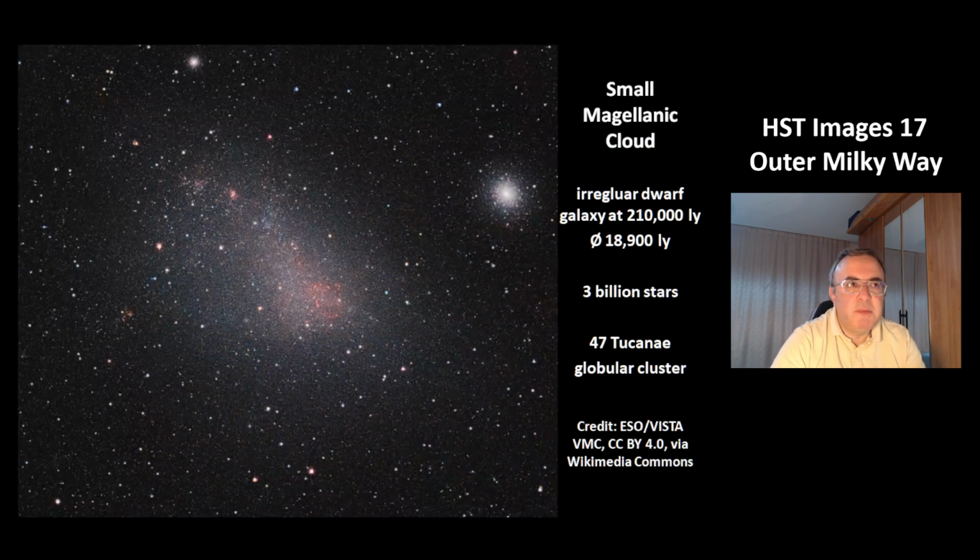This is the Small Magellanic Cloud. It's an irregular dwarf galaxy at a distance of 210,000 light years. Its size is 18,900 light years. It contains 3 billion stars. And here on the right, it's the globular cluster 47 Tucanae.